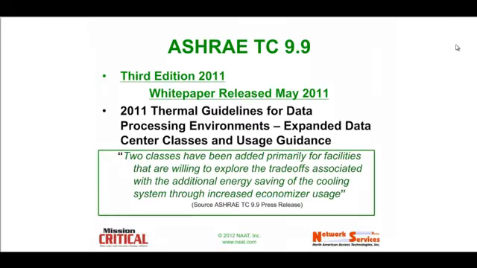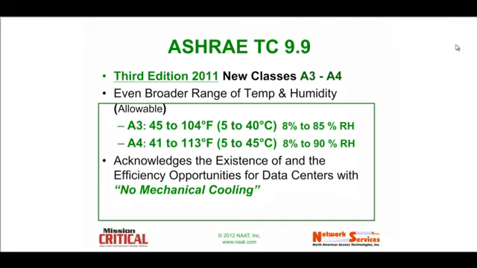ASHRAE went a little further in that white paper, and essentially they began to state that the world did not end when you move that temperature dial away from the 72-degree mark. And they went a little further and added 2 additional classes to that category called A3 and A4. And quite shockingly, you're talking about temperatures of up to 104 for A3 equipment with up to 85% relative humidity. And in A4, we're talking about 113 degrees with up to 90% relative humidity.